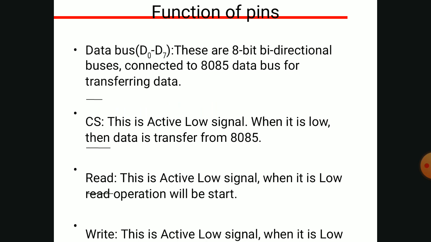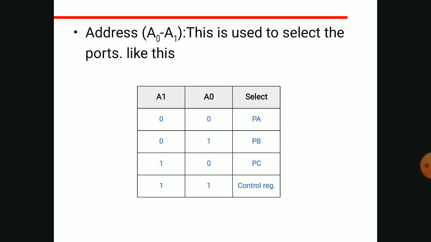Another one is RD bar. This is for the read operation. For enabling the read operation, we use the RD bar signal. WR bar is the signal we use for enabling the write operation. The next ones are the address pins, A0 and A1. These two pins are used to select the ports that we require. If A0 and A1 are 00, we select port A. If A0 and A1 are 01, we select port B, and similarly port C.